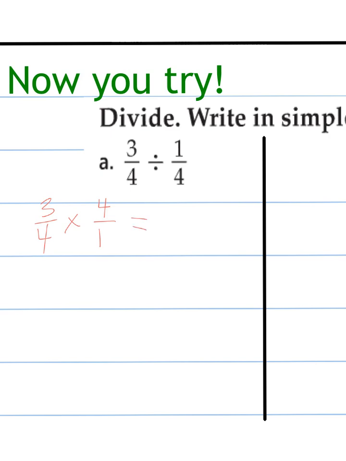3 times 4 equals 12 over 4 times 1. Okay, 4 goes into 12 3 times, so our answer is 3.